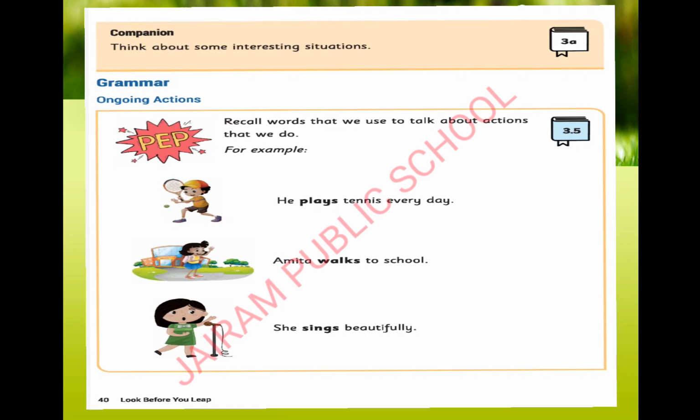Now start the next activity. What's our next activity? It is Pep Activity. The title of this Pep Activity is Grammar, Ongoing Action. We are going to start ongoing actions topic. Whenever we start a new topic, we'll be having the Pep Activity that you know already. So first read the instruction. Recall words that we use to talk about actions that we do. This is the title of this activity. For example, look at the picture.